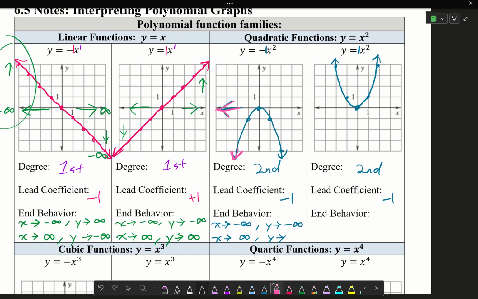And on the right side, as we approach more positive x's, you can see y, because this is a parabola, is also heading down to negative infinity. There we go.